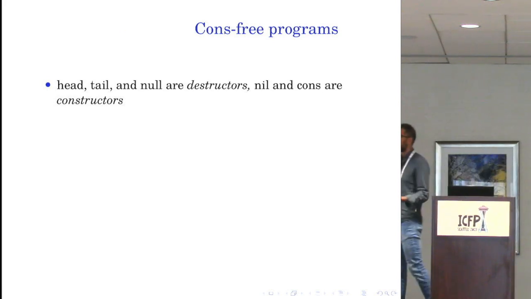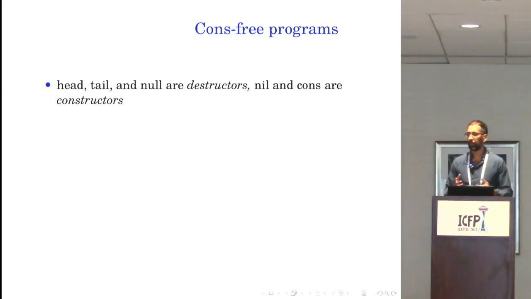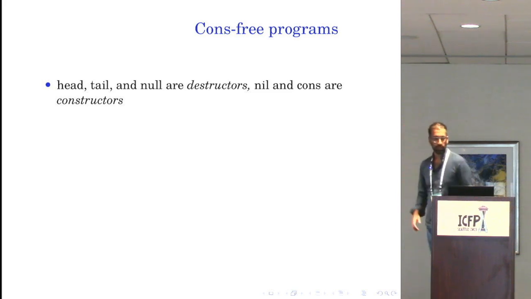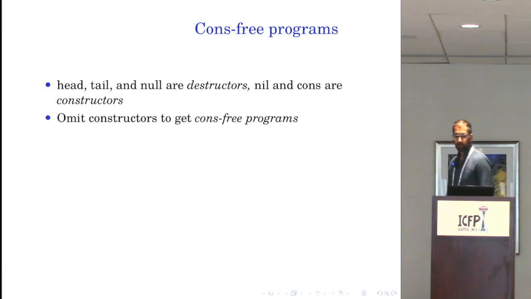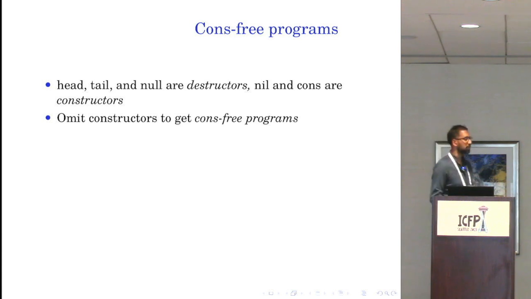Amongst these string primitives, head, tail, and null are destructors. We use them to decompose a string, and nil and cons are constructors. So we omit the constructors to get cons-free programs. And obviously this is no longer a Turing-complete language, and it seems like a very weak one. What can we even do here?